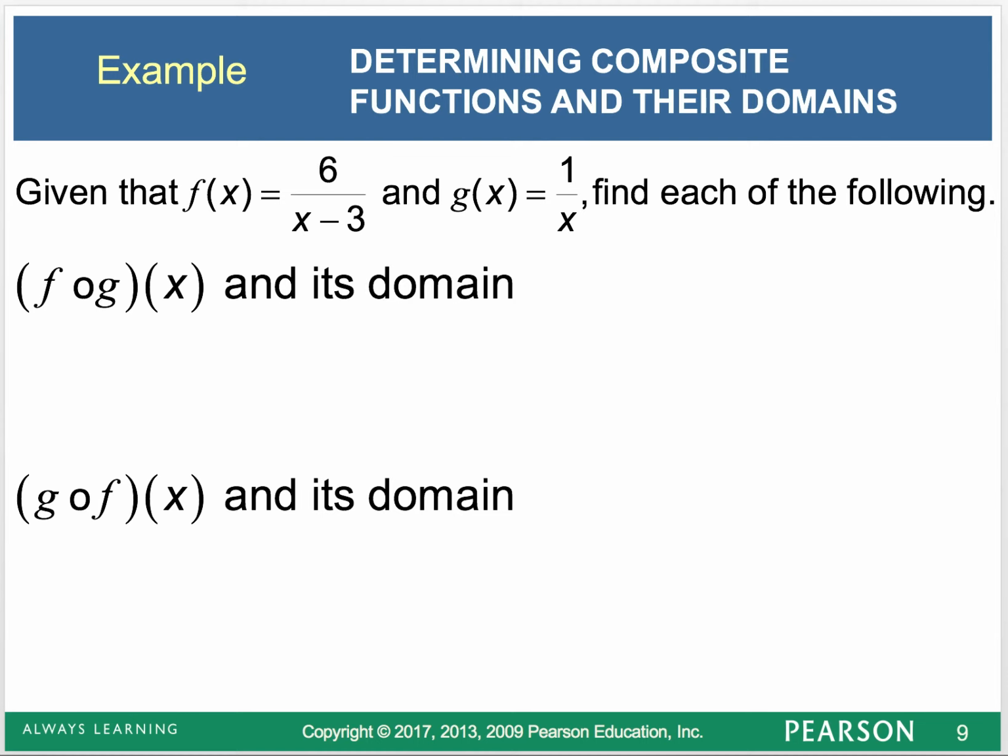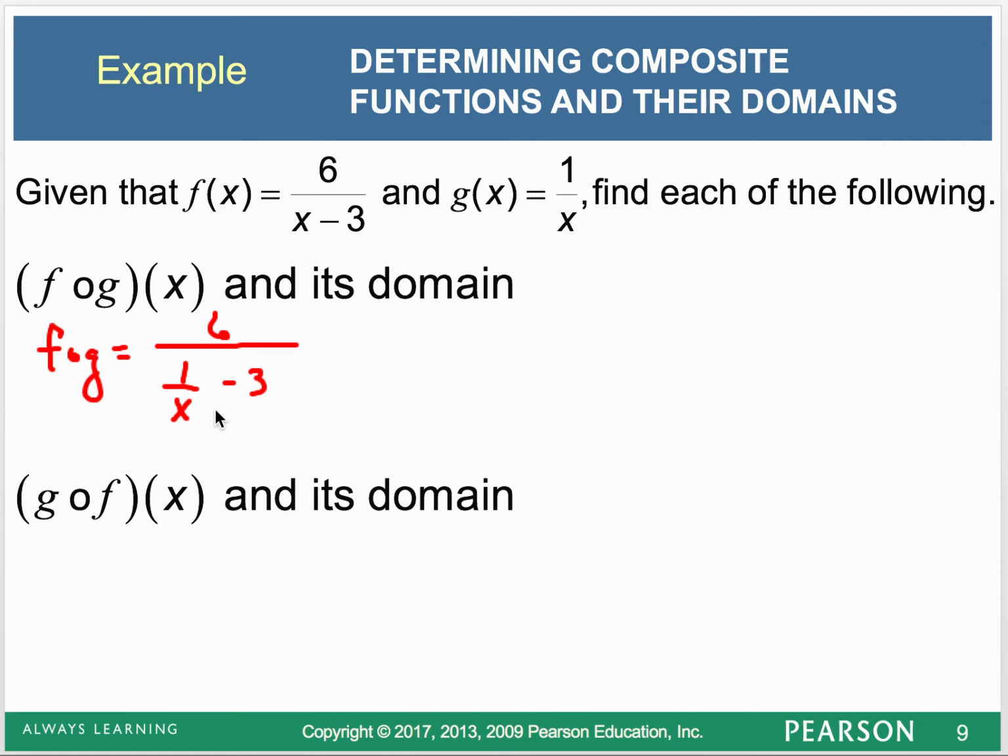Okay, let's try one more. So f of g means I'm going to start with f and I'm going to plug g in. So here's f. So I have 6 over, and if I plug g in, then I'm going to change this to whatever g is. So 1 over x minus 3. So technically there's my f of g.